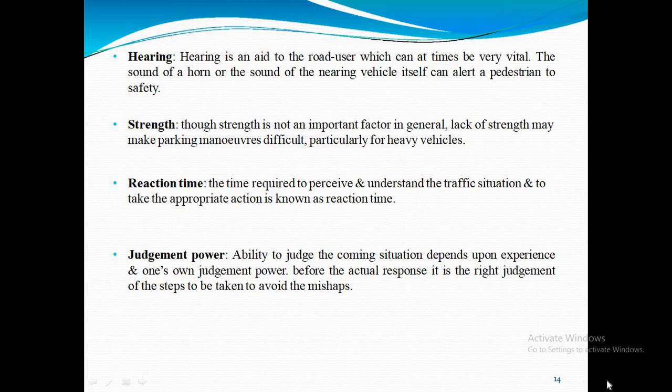In some cases, some pedestrians are moving on the road speaking on the phone, and they are not alert about the vehicles. In that condition, it will be a problem. Strength, next. Strength is not an important factor in general. Lack of strength may make parking maneuvers difficult, particularly for heavy vehicles.